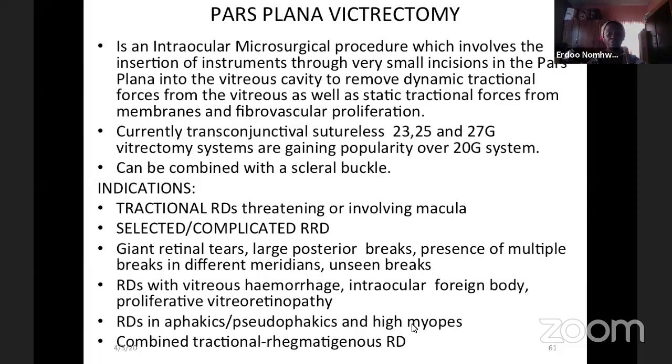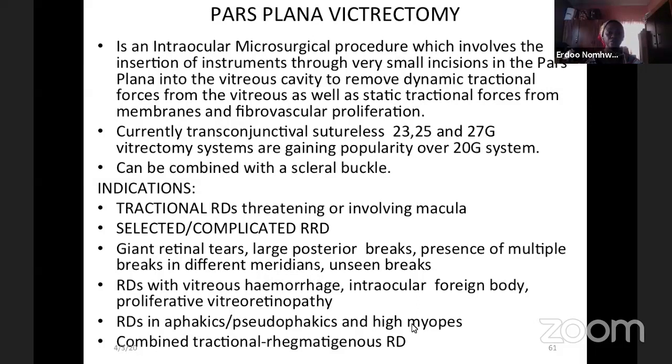So it's becoming a sutureless surgery, where you will not need to suture since the incisions created are usually very small. And it's said that this can be done together with a scleral buckle. Remember, I said most of these surgeries can be done together. It's not just that you can do more than one procedure on a patient, depending on what you see.